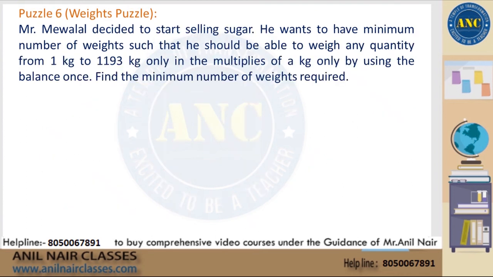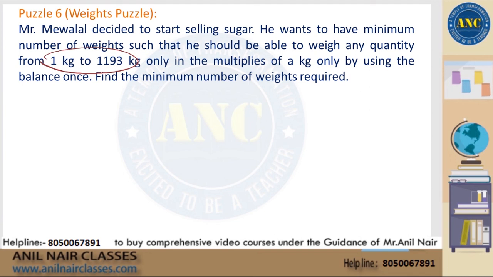Let's go to the next question. Mr. Mewalal decided to start selling sugar. He wants to have the minimum number of weights such that he should be able to weigh any quantity from 1 kg to 1193 kg, only in the multiples of a kg, only by using the balance once. Find the minimum number of weights required.